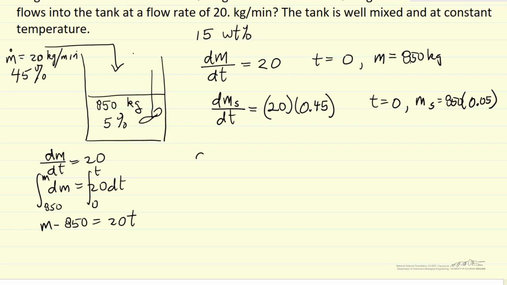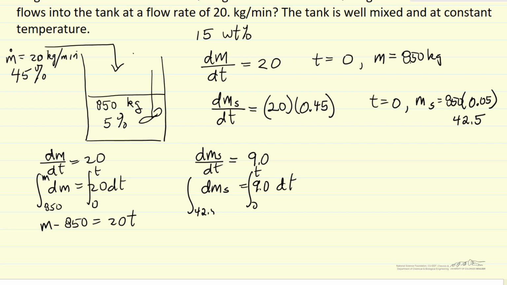And likewise for the mass balance on the sugar, this is 9. Doing the exact same type of calculation, integrating from 0 to time t, the starting mass is 42.5. So that's the starting mass, and the mass of sugar at a later time. So mass of sugar is equal to 9 times t minus 0.